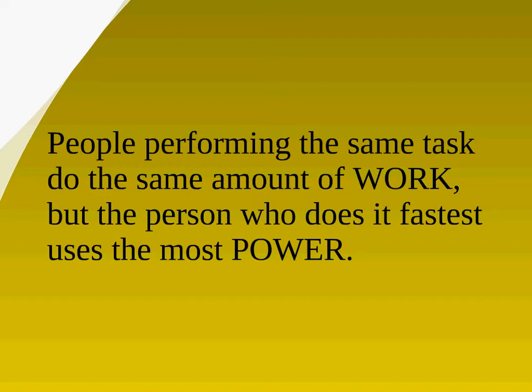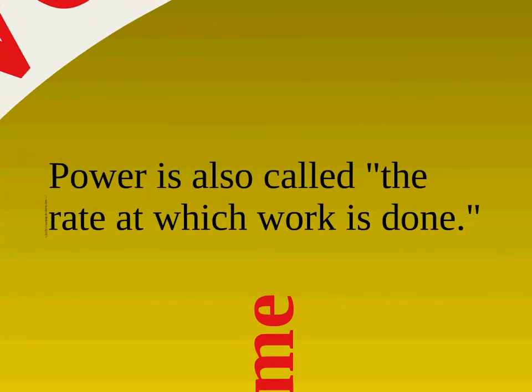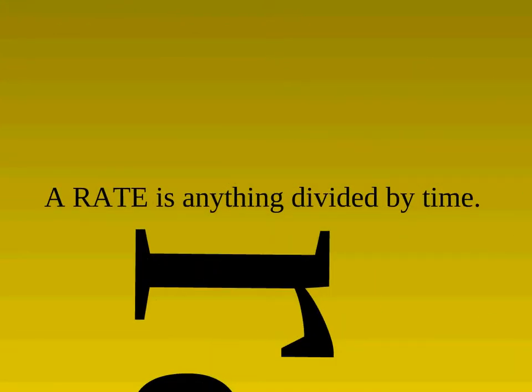We also did a lab about this whenever we ran up and down the stairs and we walked up and down the stairs. Each time we did the same amount of work, but whenever we ran, we got the work done faster, so we used more power. Power is also called the rate at which work is done. Like I said, it's a rate. A rate is anything divided by time.